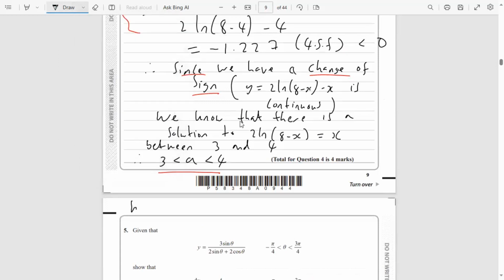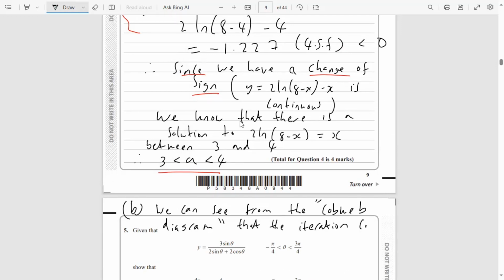And then down here, we'll just try and fit it in. So what you would say in your sentence is, we can see from the cobweb diagram above, so from the "cobweb diagram", that the iteration converges, so it's converging to that solution, x equals A. So therefore, we can use this iteration formula because it converges to the solution that we want.